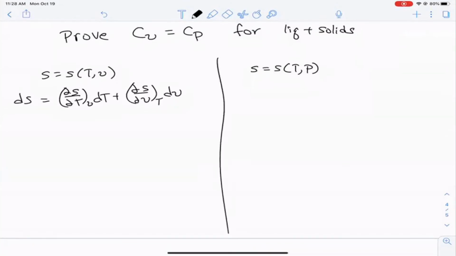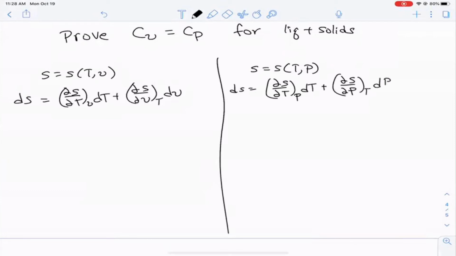And maybe I'll draw a line down the middle because I'm going to do these in parallel. Or I could say that dS is equal to (∂S/∂T) at constant P dT plus (∂S/∂P) at constant T dP, right? I don't have to be specific with the variables because I know from the ideal gas law that if PV equals RT and I know two of them, I know the other one. So I can have this as a function of temperature and pressure or temperature and volume. I also could do pressure and volume, but I didn't do that here.